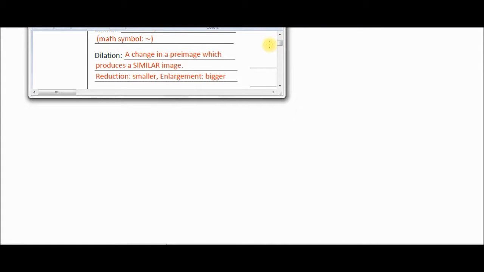Next definition is dilation. So what is a dilation? A dilation is a change in a pre-image, our original shape, which produces a similar image. Notice it's no longer congruent. Similar means same shape but different size, and we have two types of dilations. We have a reduction, which takes a pre-image and makes it smaller, and we have an enlargement, which takes a pre-image and makes it bigger.